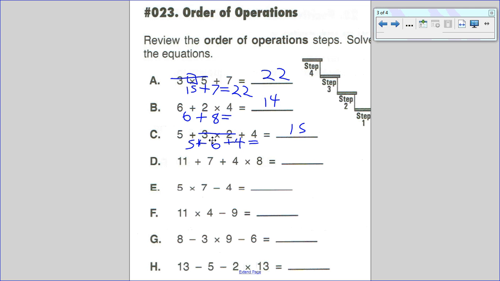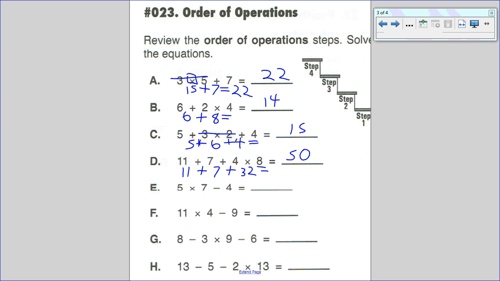Okay, so on to D. We've got addition and multiplication. We know we do multiplication first. 4 times 8, 32. We just bring down everything else. We've done one operation, so we just rewrite the whole problem. Now we just have a big long addition problem. 11 plus 7 is 18. You add 18 to 32, you're going to get 50.